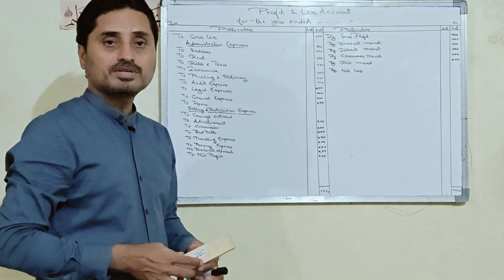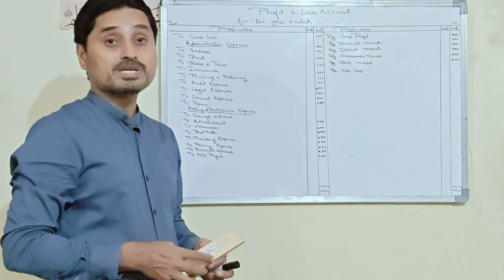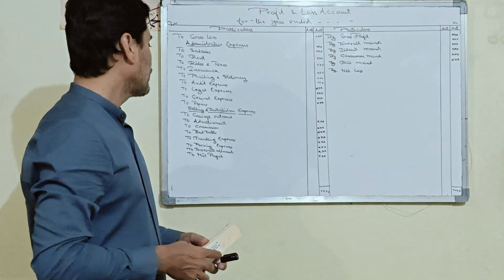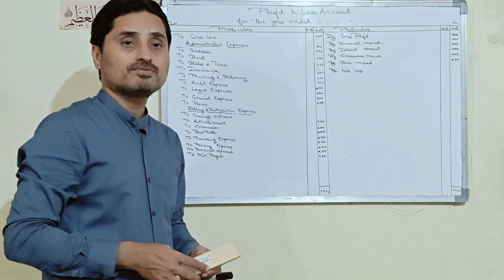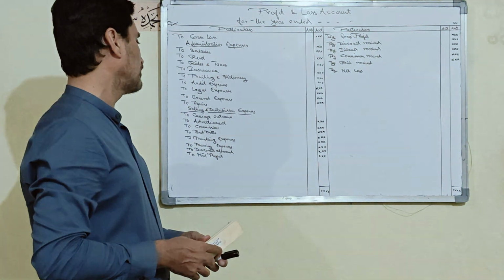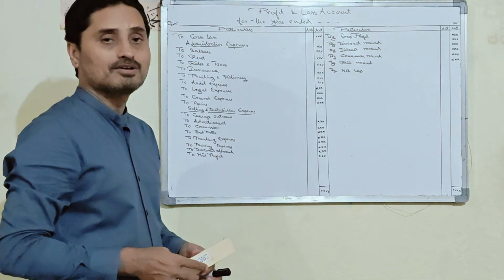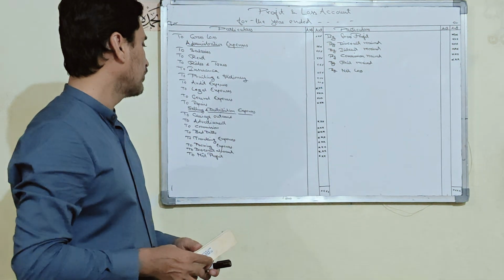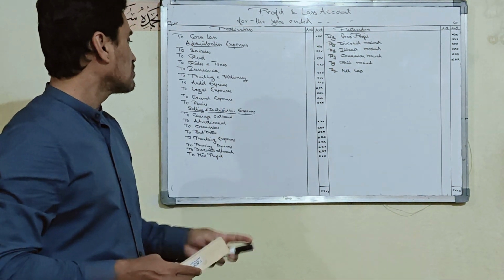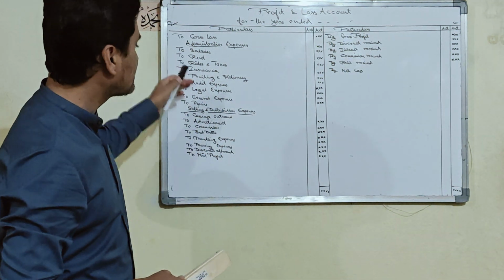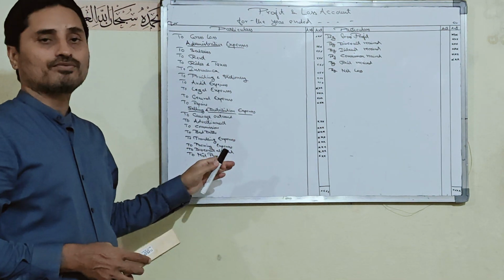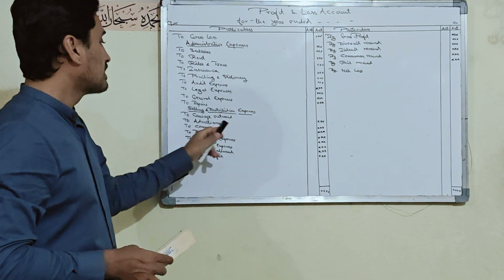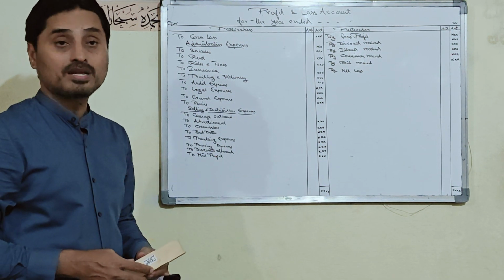Next is advertisement. Advertisement also relates to sales. So the amount which we are paying towards advertisement, why we are paying for advertisement? For selling our product, for promotion of our product, for marketing of our product. So therefore, this expense also relates to sales. All sales related expenses will appear in profit and loss account. Advertisement, commission paid to salesmen.